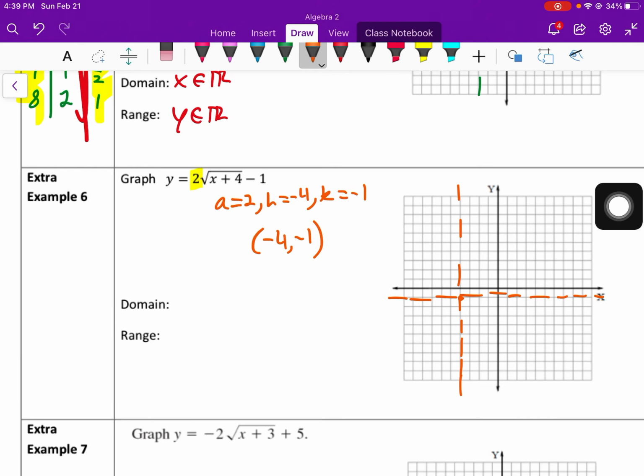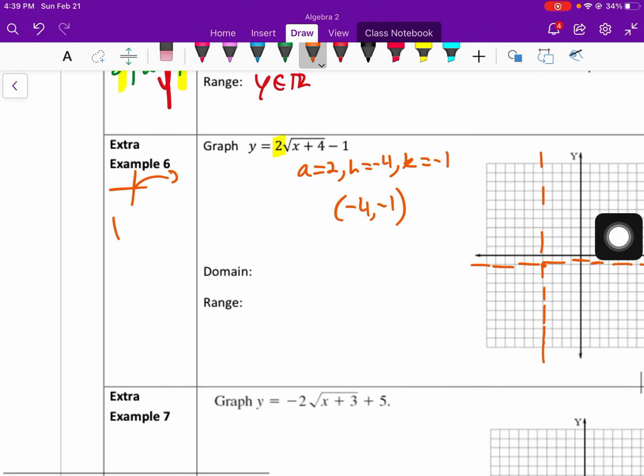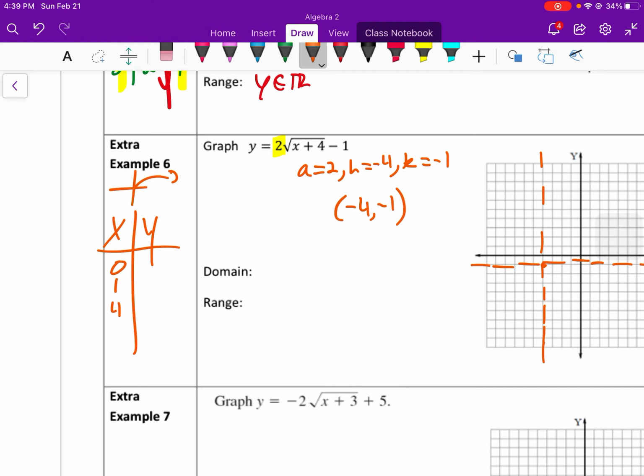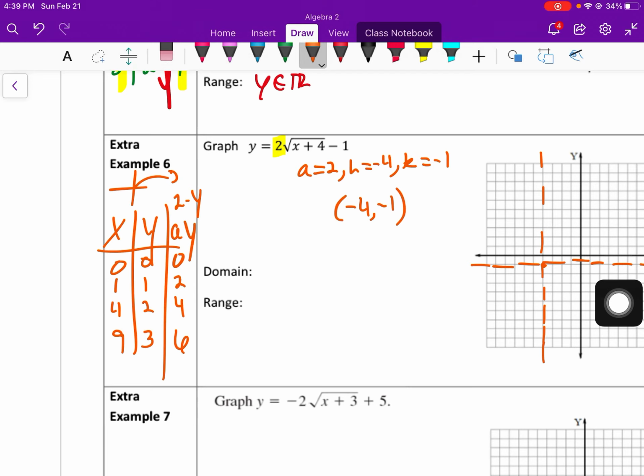It's a positive coefficient. The parent function off to the side was of that form. So it's shifted back here, and a is greater than 1, so it's going to stretch a little. So then we have x, y, square roots. We need positive values, and we want nice squared numbers. So outputs 0, 1, 2, 3, and then our ay is 2 times y. So 2 times 0 is 0, 2, 4, and 6.